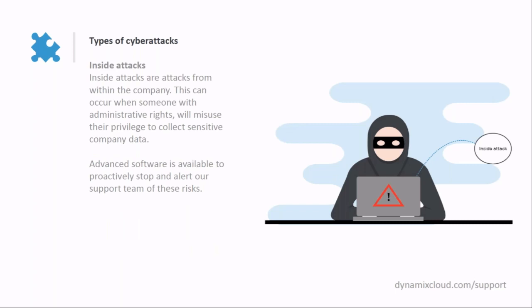Now, one of the other types of attacks is inside attacks. Inside attacks are attacks from within the company. These can occur when someone with administrative rights will misuse their privileges to collect sensitive company data. Advanced software is available to proactively stop and alert your support team of these risks.